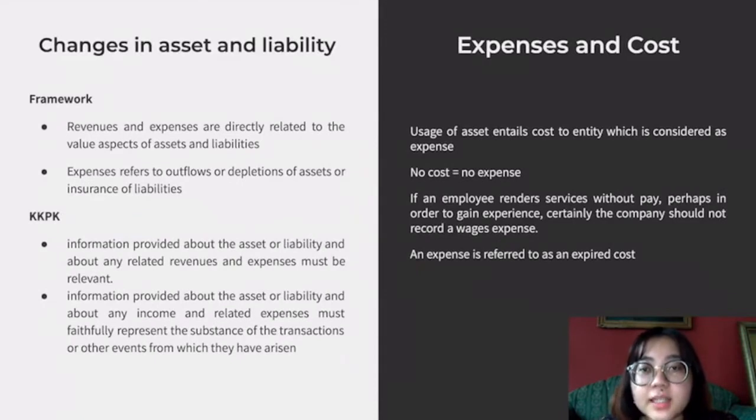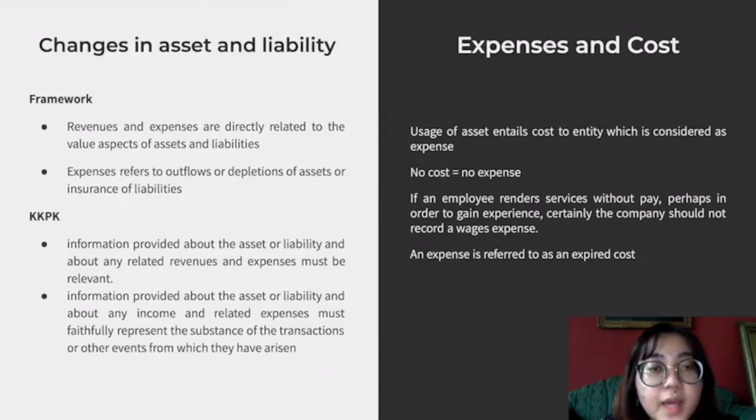Next, we have changes in asset and liability. Under the framework, revenues and expenses are directly related to the value aspects of assets and liabilities, and also refer to the outflows and depletions of assets or incurrence of liabilities, while in KKPK, information provided about the asset or liability and about any related revenues and expenses must be relevant. And here, the information provided about the asset or liability and about any income and related expenses must be faithfully representing the substance of the transactions or other events from which they have arisen.